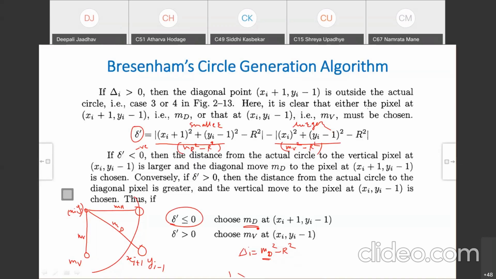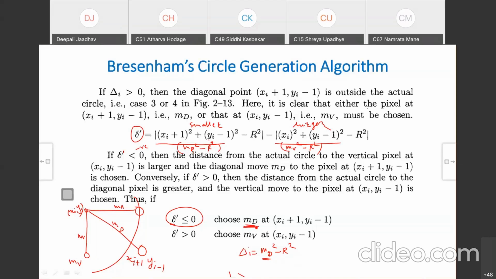Now see, in this circle generation, or any line drawing algorithm, it is not possible that we draw the actual circle as it is. What we see is not generated in real life. Some pixels or rasters may form zigzag lines also. So here, if delta dash is less than 0, if it is negative, this is smaller. What is smaller? MD square minus R square is smaller. So in that case, we choose MD.